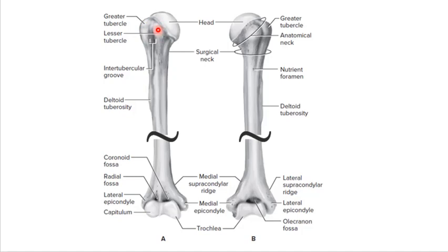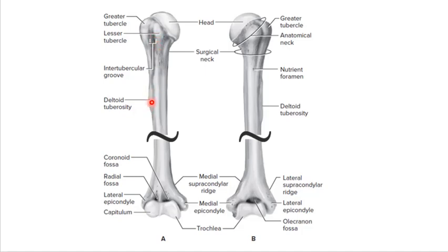Lesser tubercle, it anchors the subscap. Greater tubercle, supraspinatus, infraspinatus, and teres minor. This groove right here is where the bicep tendon goes through. So the long head of the bicep comes through there. And then on either side of that is where you have your lat attachment, and then your pec attachment there.